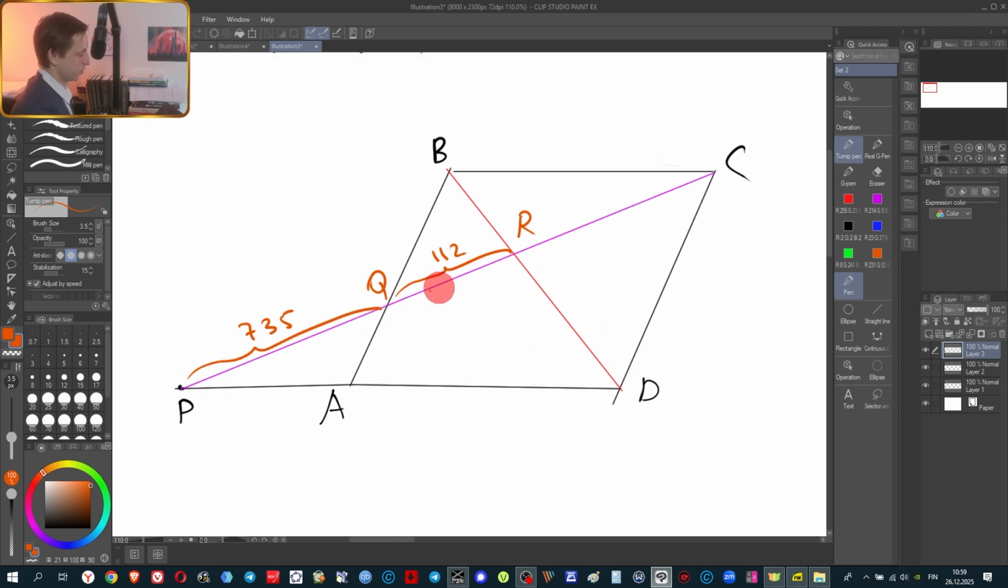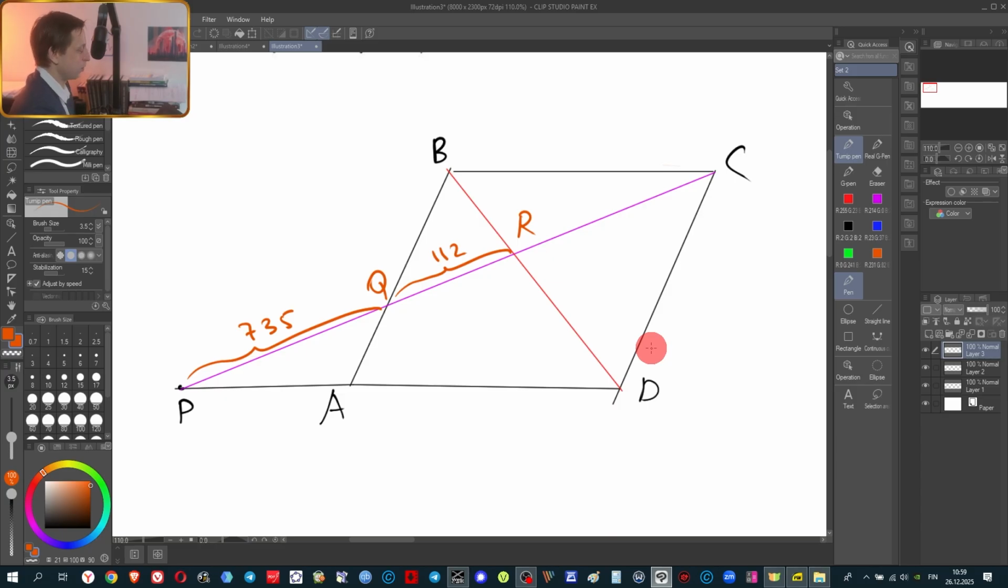Or, for example, this big triangle is similar to this triangle because this line is parallel to this line. Or this triangle is similar to this triangle because this one is parallel to this one. As you can see, I found like 4 different pairs of similar triangles right away.